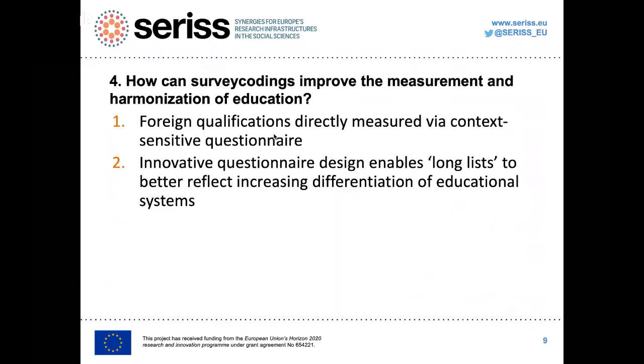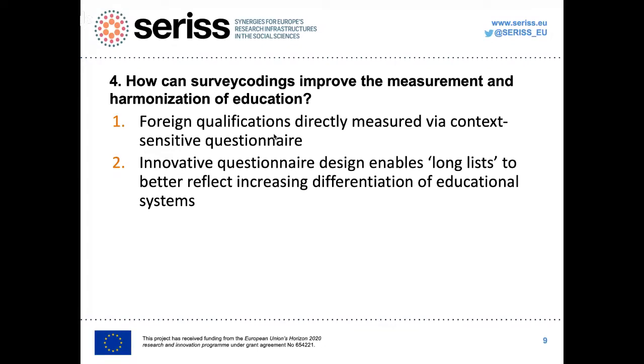So secondly, in terms of how the survey codings can improve the measurement of education, I explained earlier that standard surveys usually need to use short lists because long lists are very difficult to administer in a survey. Again, if we have a computer-assisted survey, we can use innovative questionnaire design to enable long lists, which can better reflect the increasing differentiation of educational systems. And this can look as follows.